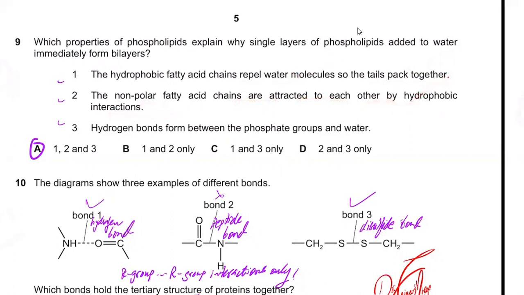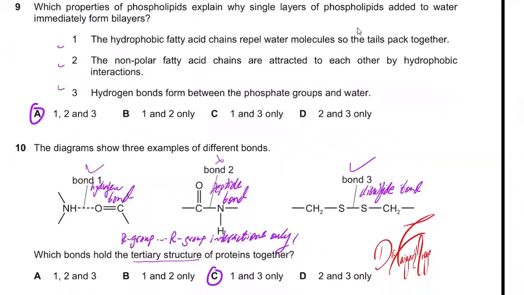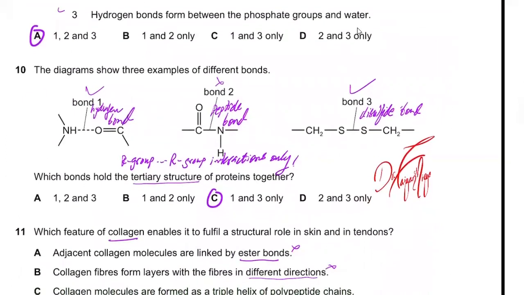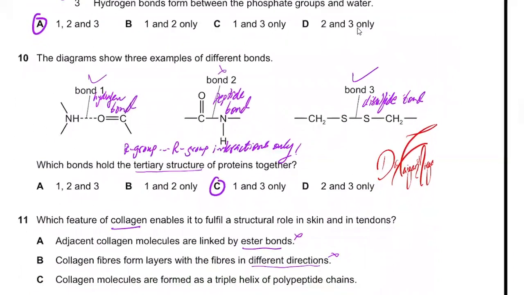Yes, because non-polar fatty acid tails do show hydrophobic interactions. Hydrogen bond formed between phosphate group and water. Yes, because both are charged entities. They do interact. And yes, the answer will be A, 1, 2, 3, 4. No, there is no 4. Okay, A, 1, 2, 3.